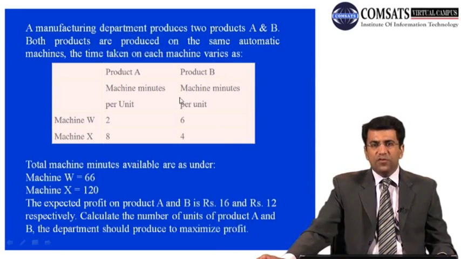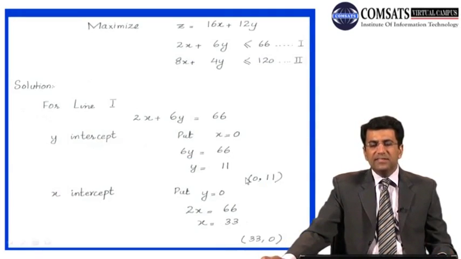That is, the total profit for product A plus the total profit of the second product B will be equal to 16x plus 12y. So finally this is our objective function: Z is equal to 16x plus 12y, and we are interested in maximizing this objective function.